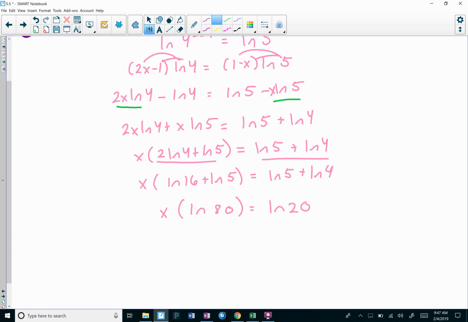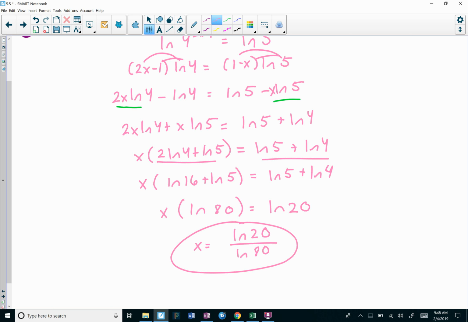And last step is to get x by itself, so I'm going to divide by natural log of 80. And I know it's so tempting to want to reduce the 20 and the 80, but they are two different logs. Leave them alone. This is our final answer. Once again, you could get decimals to check to make sure you're right if you're comparing to another answer. But we're good with natural log of 20 over natural log of 80.